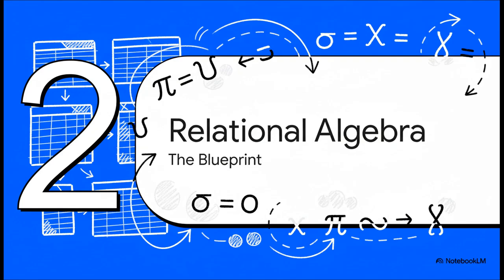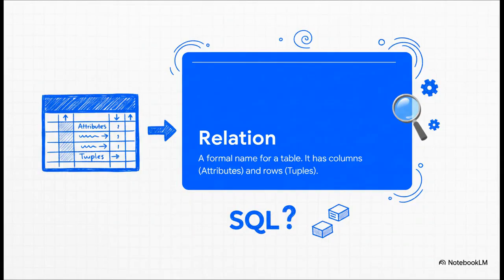We need a set of rules, a kind of grammar for data. And this foundational blueprint, the core theory behind everything, is called relational algebra. Now, in the database world, we don't just say table. The formal, kind of mathematical term is a relation. And all it is really is a table with columns, which we call attributes, and rows, which we call tuples. It's just a structured way to hold our data.